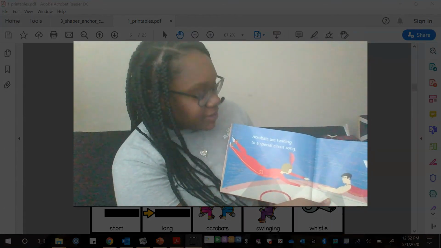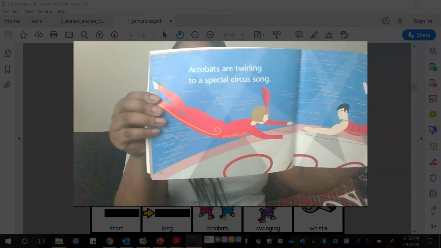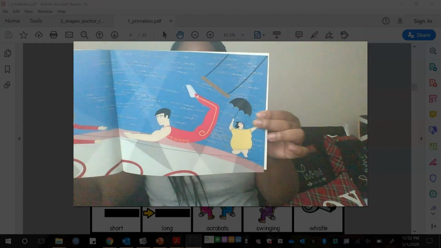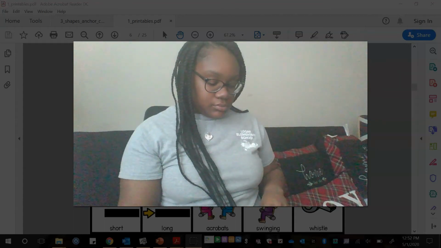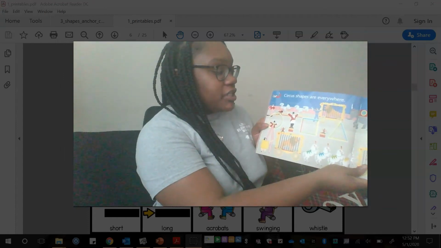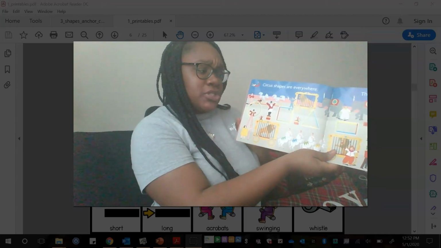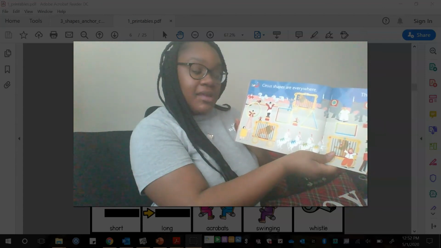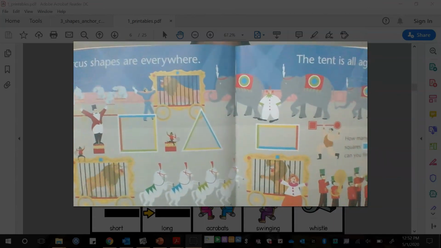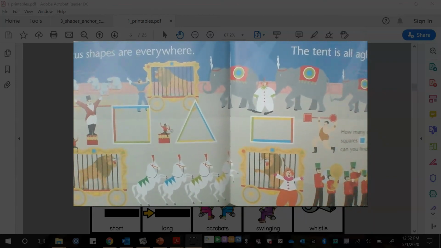Acrobats are twirling to a special circus song. Circus shapes are everywhere. The tent is all aglow. How many circles, triangles, squares, and rectangles can you find? So if you wanted to pause the video here, you could so that your kiddos could try to find those shapes on the page.